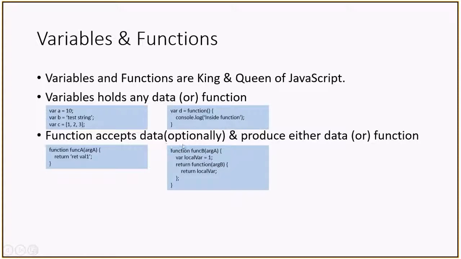Accepts data, again it's optional. It doesn't need to accept data, and produces either data or a function. Okay, a function can return data like this, or it can return a function like this. So I would say the function definition is like this: a function accepts data optionally and produces either data or a function. This is how you need to think about, or interpret, the link between a variable, the data and the function.